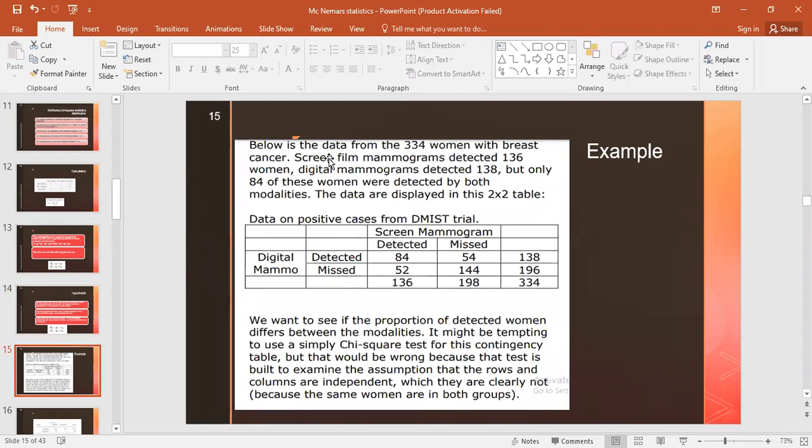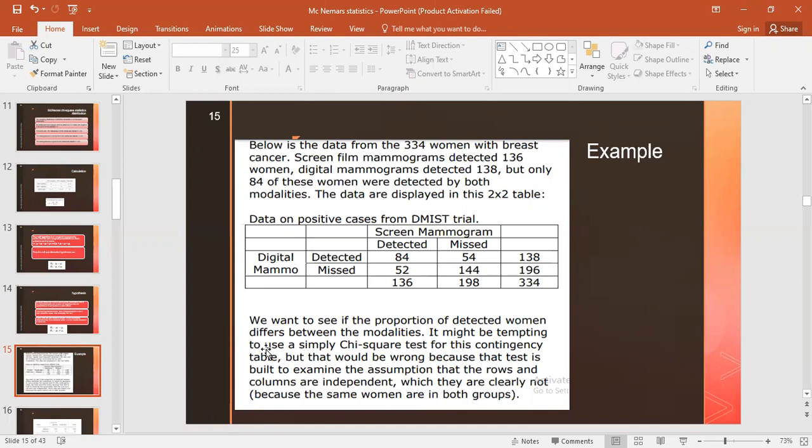For example, below is the data for 334 women with breast cancer. Screen film mammography detected 136 women and digital mammography detected 138. But only 84 of these women were detected by both modalities. The data are displayed in this 2 by 2 table. We want to see if the proportion of detected women differs between the modalities.